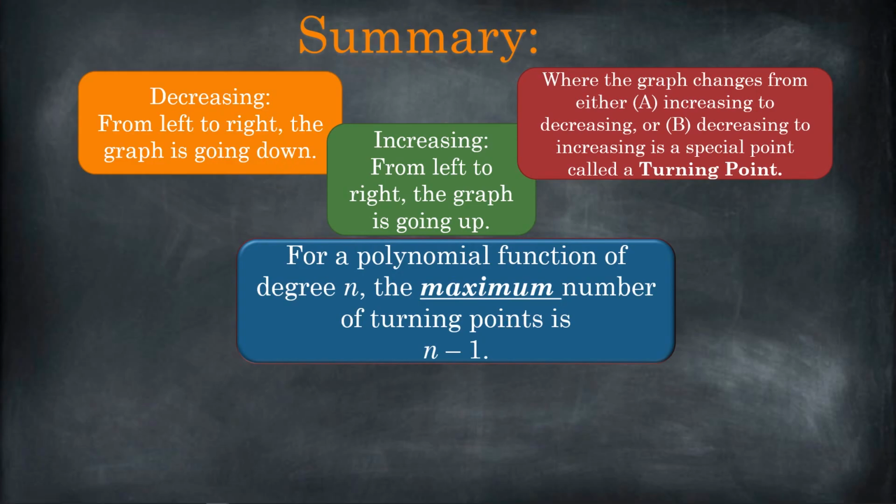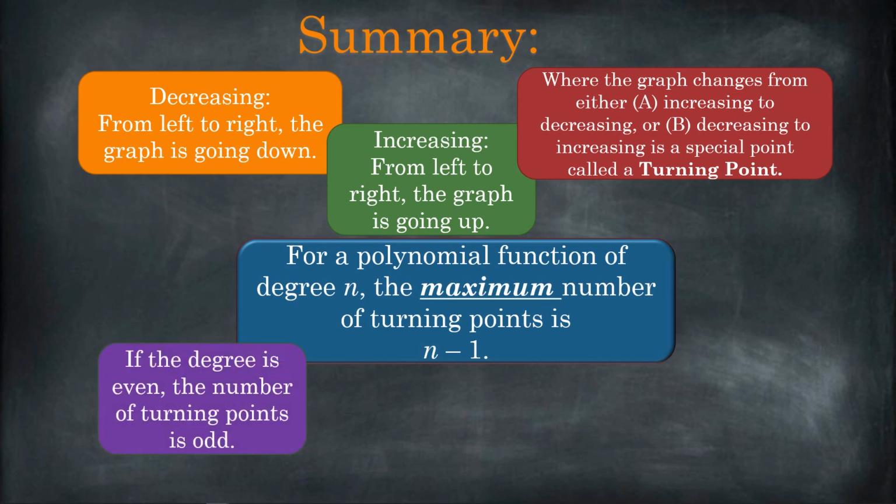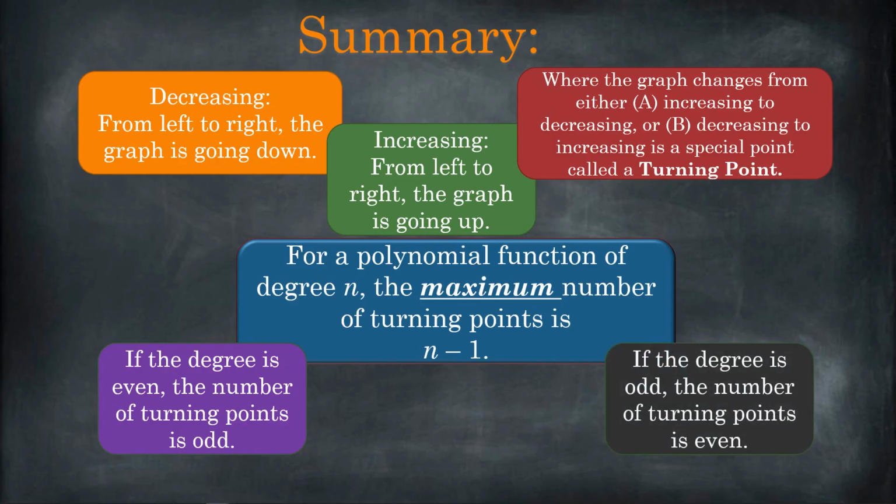Now, the maximum number of turning points for a polynomial function with a degree of n is n minus 1. So the maximum number of turning points is going to be one less than the degree. And if the degree is even, there's an odd number of turning points. If the degree is odd, there's an even number of turning points.